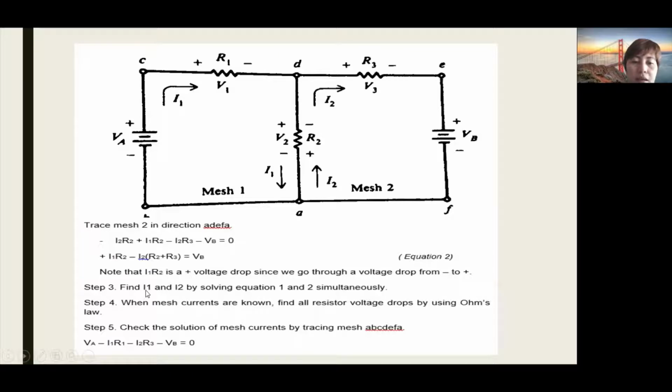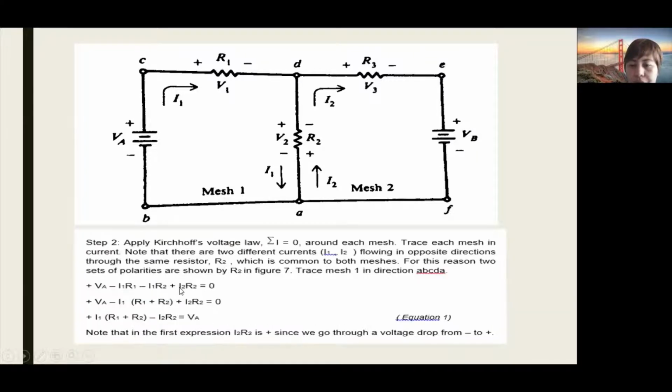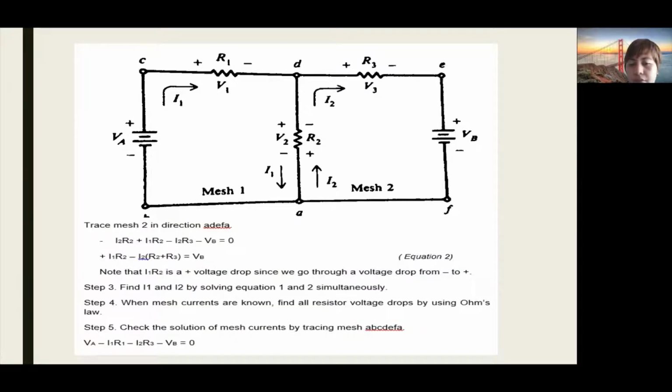So find I1 and I2 by solving equations 1 and 2 simultaneously. So you're now going to look for current 1 and current 2 by using the two equations. For mesh 1, for voltage applied, it's I1 times R1 plus R2 minus I2 and R2. In VB, it's I1 R2 minus I2 times R2 plus R3.